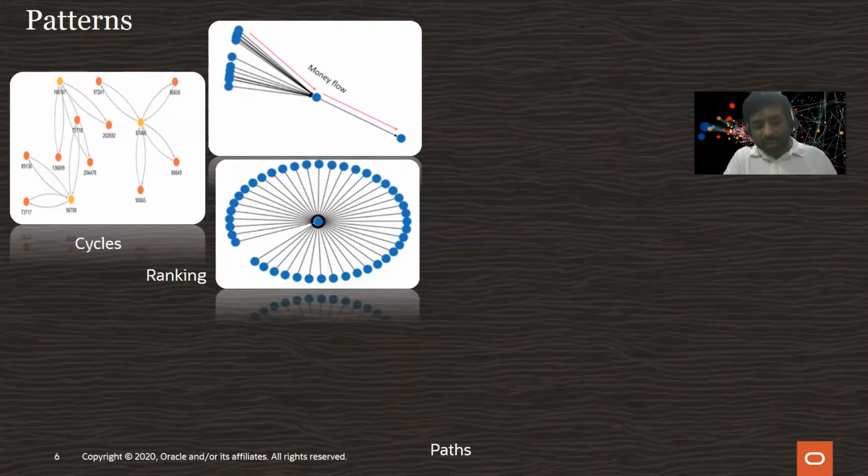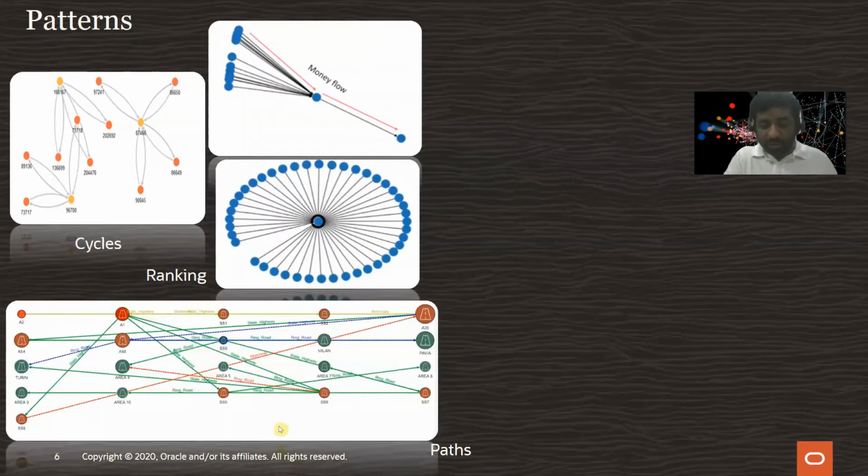Other than cycles and ranking, we also have paths. It's a grid layout that we have here. Paths can be very beneficial. Let's take an example from the public sector, of a water network.